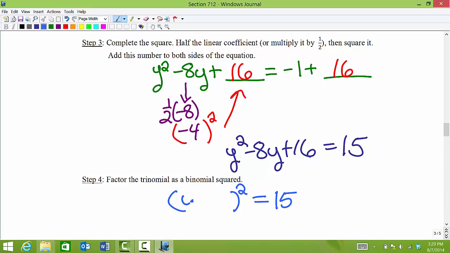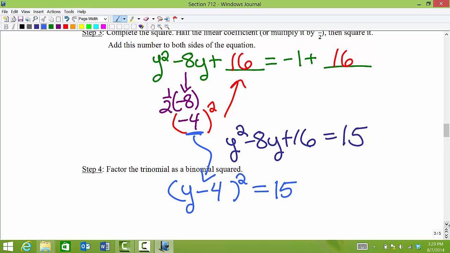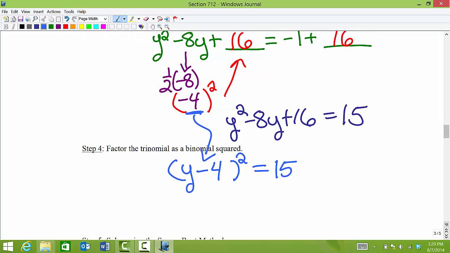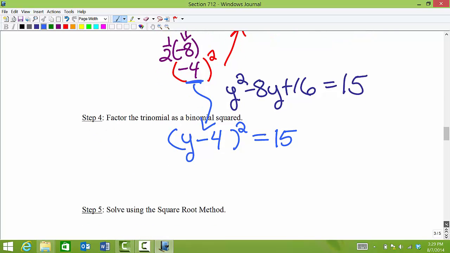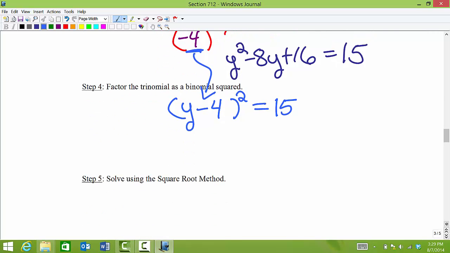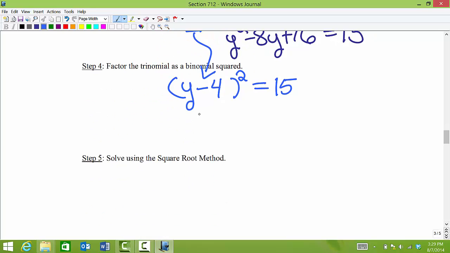Let's do it the fast way. Remember that we are going to put the variable inside, and we are going to use the half that we took. So I'm going to put that minus 4 right inside the parentheses. That is just a quick, easy way of factoring that perfect square trinomial that we just formed. Now that we have factored the left-hand side, we have that quadratic term and the constant term, and we are now allowed to use the square root method. So we can take the square root of both sides.